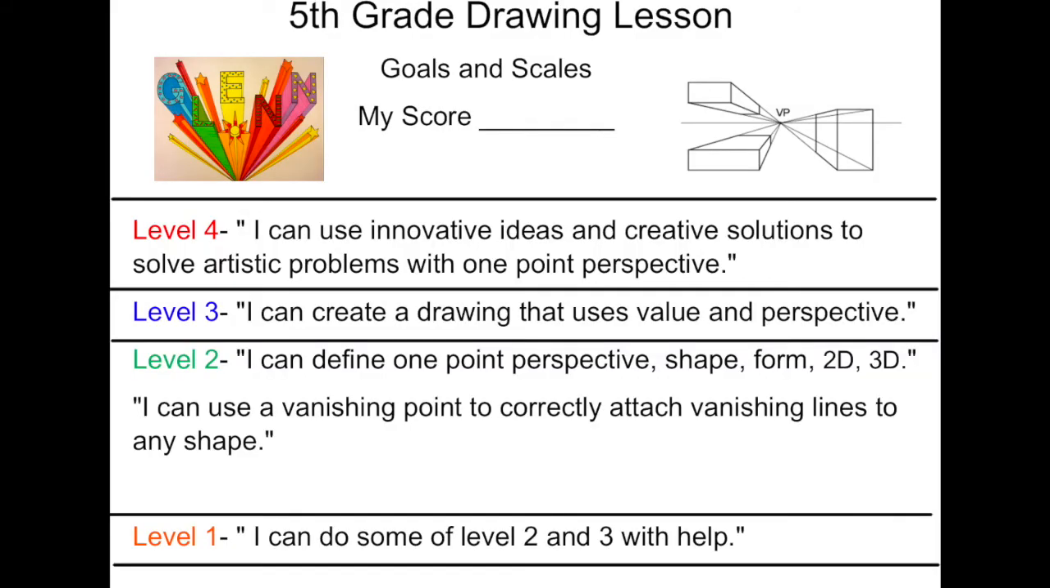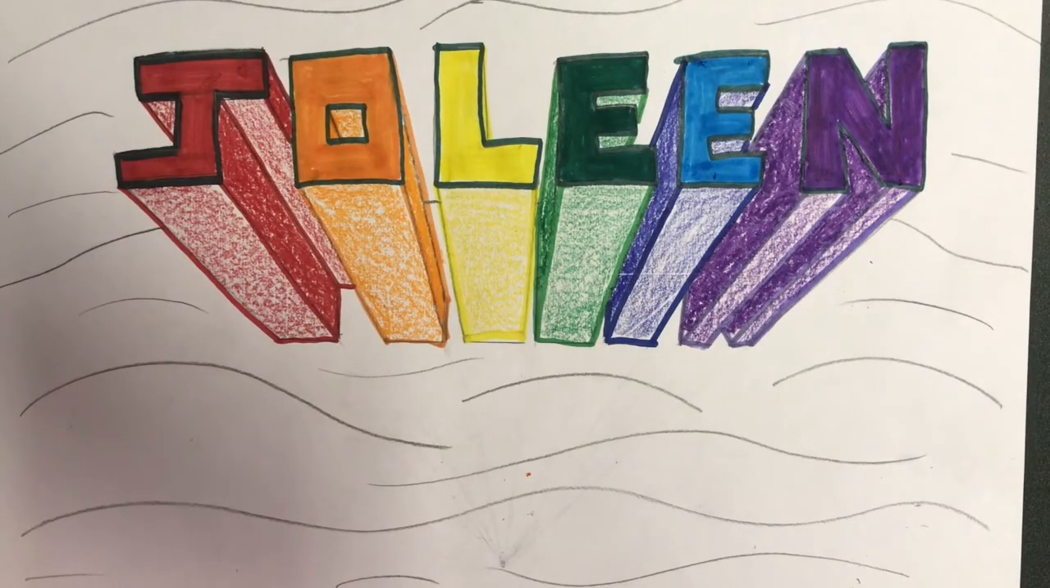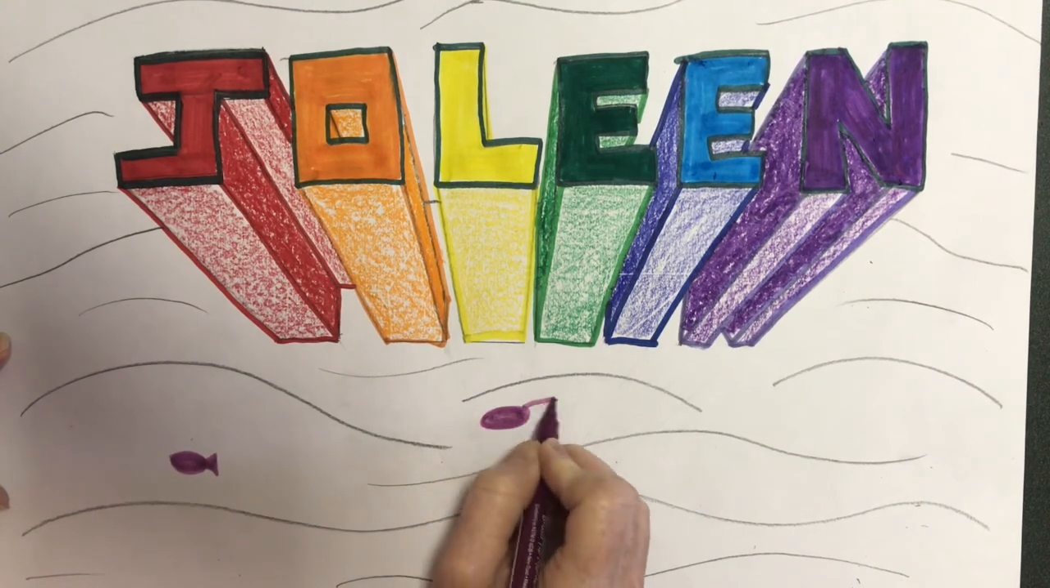Now that we've completed level 3, let's take a look at level 4. I can use innovative ideas and creative solutions to solve artistic problems with one-point perspective. So let's do something interesting and innovative and creative to our background. We'll have the name be part of the background.